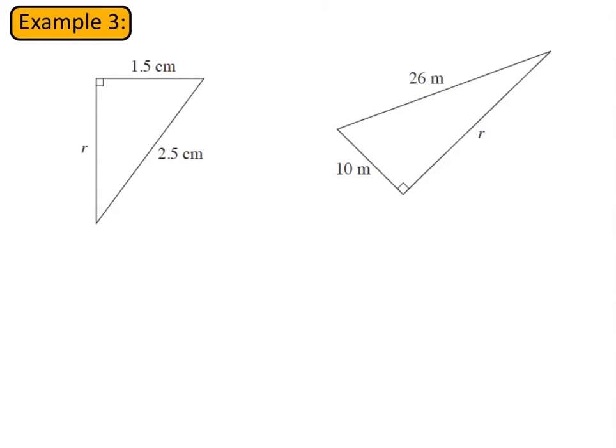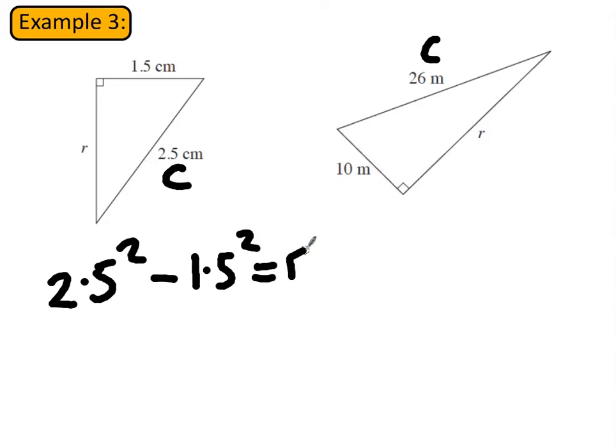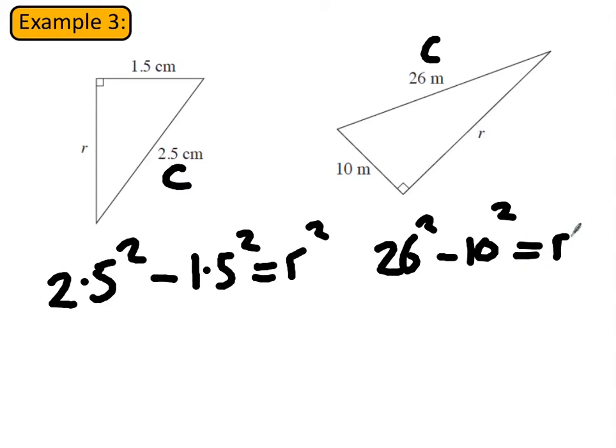On to the next examples. So let's just quickly check we can do this. This of course is the hypotenuse, 2.5 centimeters in this case. Let's do them both at the same time. This one as well is the hypotenuse, the 26 meters, and we can just label the other two as being our A and our B as we wish. Either way, we know that in this case 2.5 squared minus 1.5 squared is going to be R squared. On this right hand example, we know that 26 squared take away 10 squared is going to be R squared.